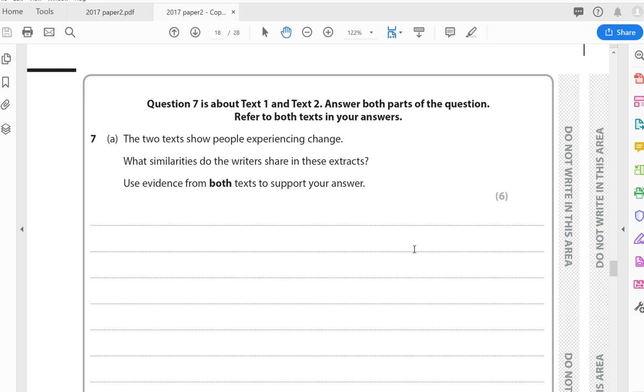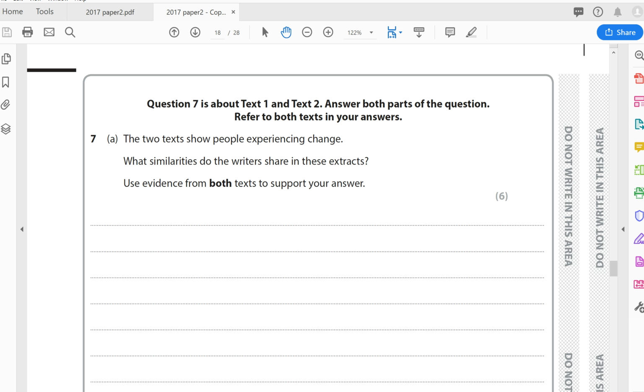Okay, so question 7a and question 7b are both about comparing texts. 7a is only 6 marks and you're only looking for similarities. So you need to use the question to help you to remember where it says both. You need to use this word both in your answers if you can. The similarities they're asking you to find here is what similarities did the writers share in this extract.